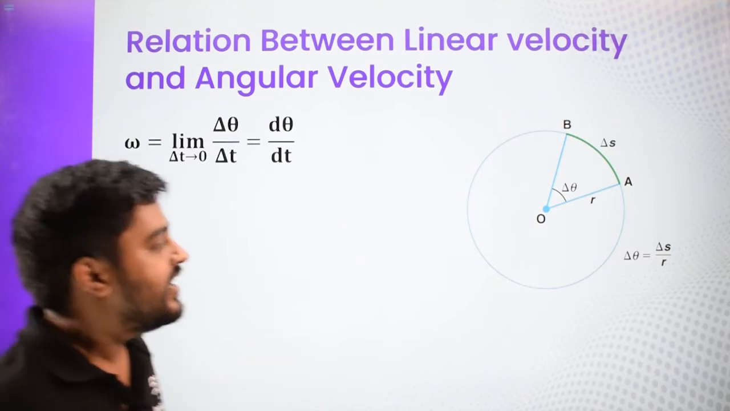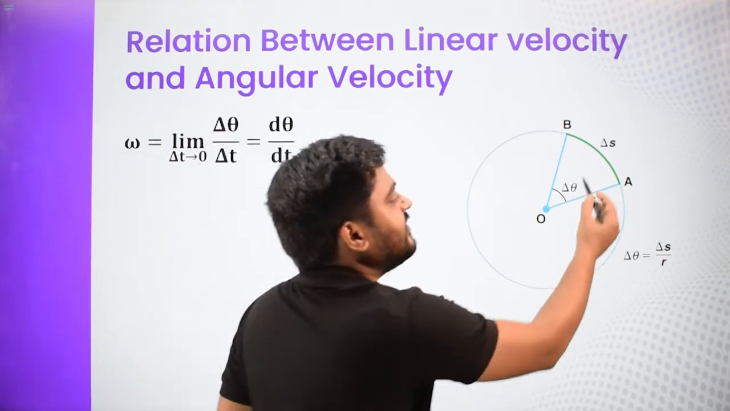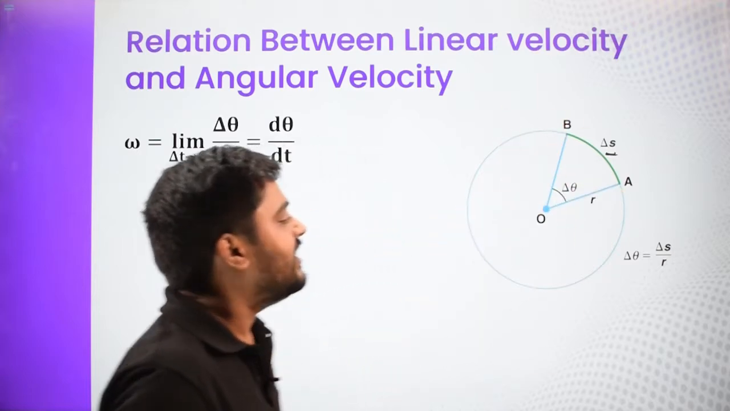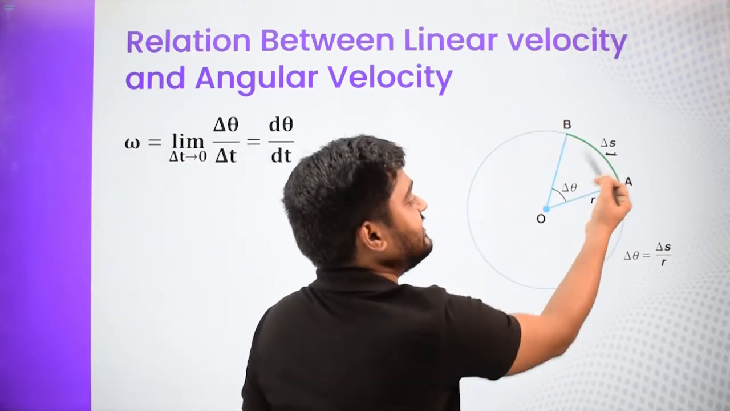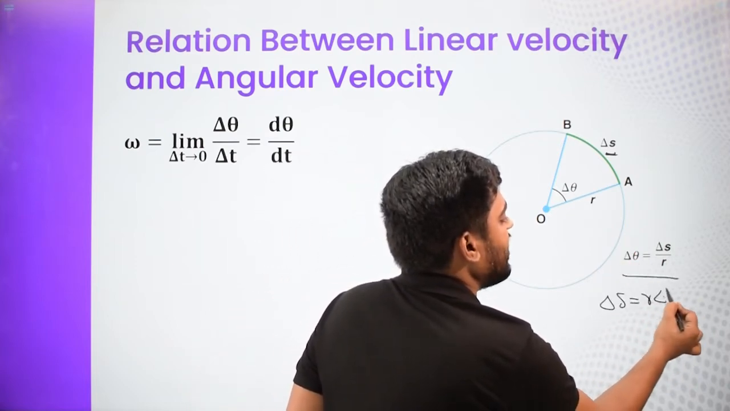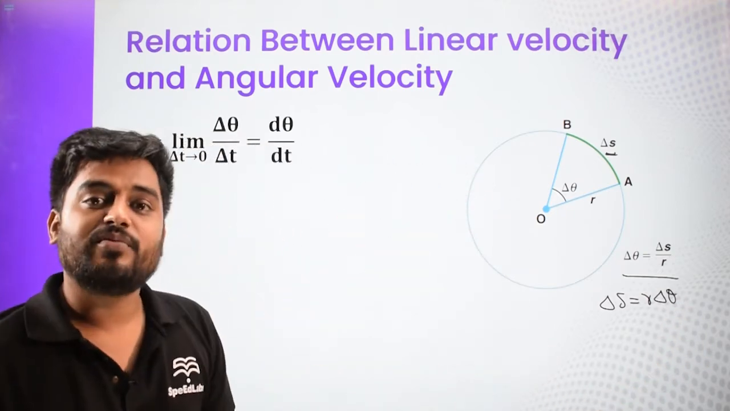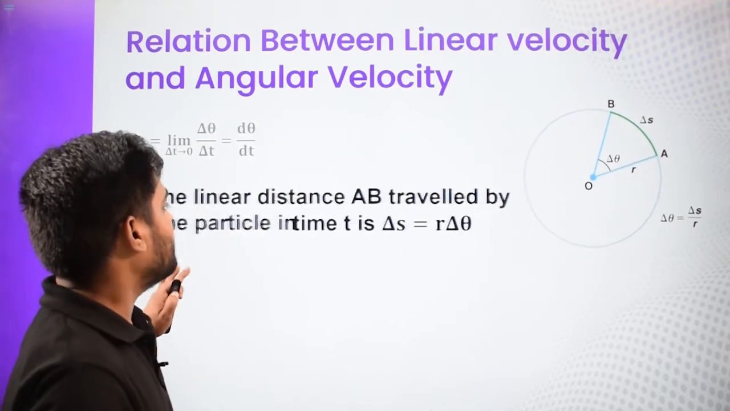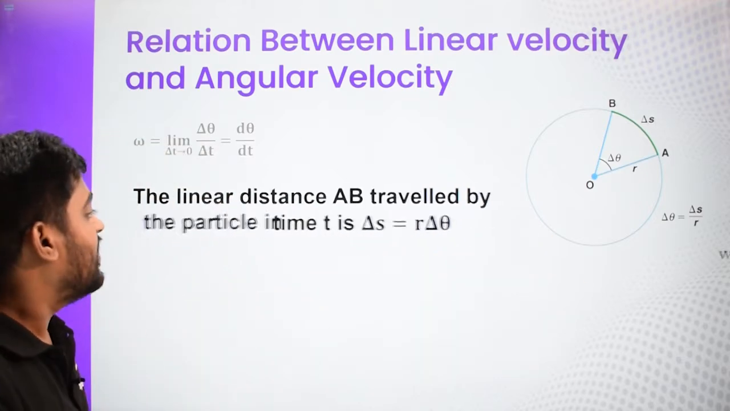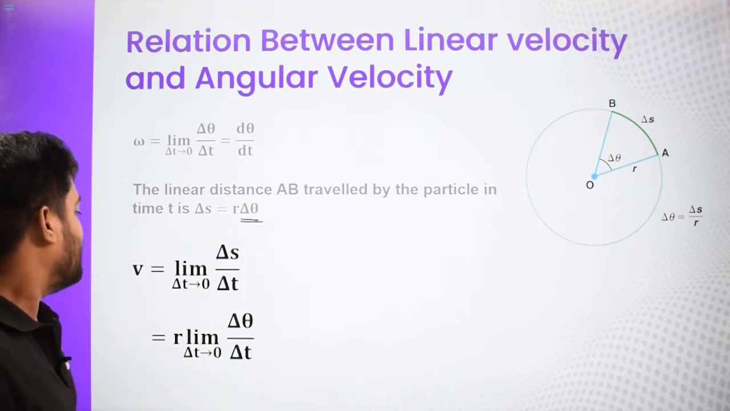Now if we want to get the relationship between the linear parameter and the angular parameter, I'll say that delta s, the distance covered over here, the distance AB, is related to the angle. So we can say that delta s is nothing but r delta theta. What is r? R is the radius of that circle on which the particle is performing the rotation. Now we say the linear distance AB is given by delta s is equal to r delta theta.